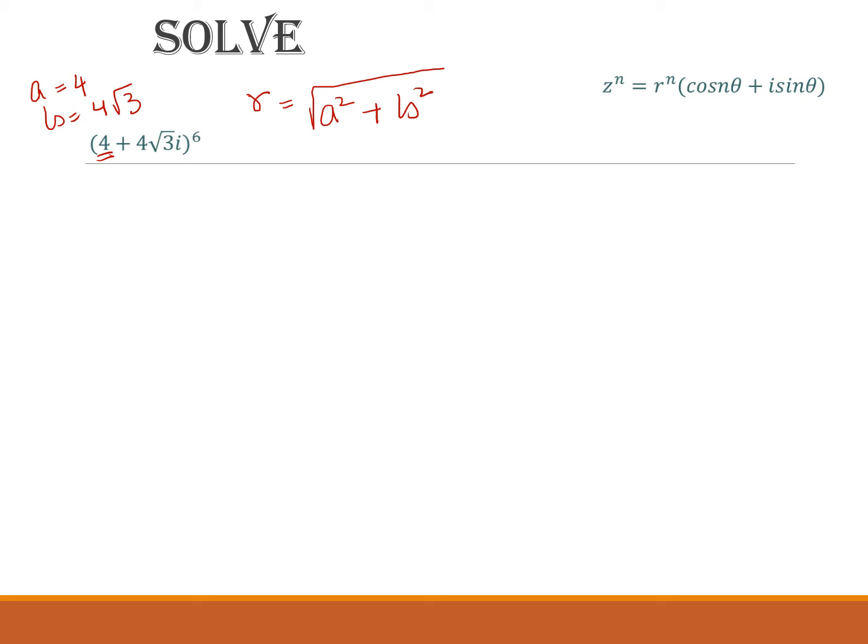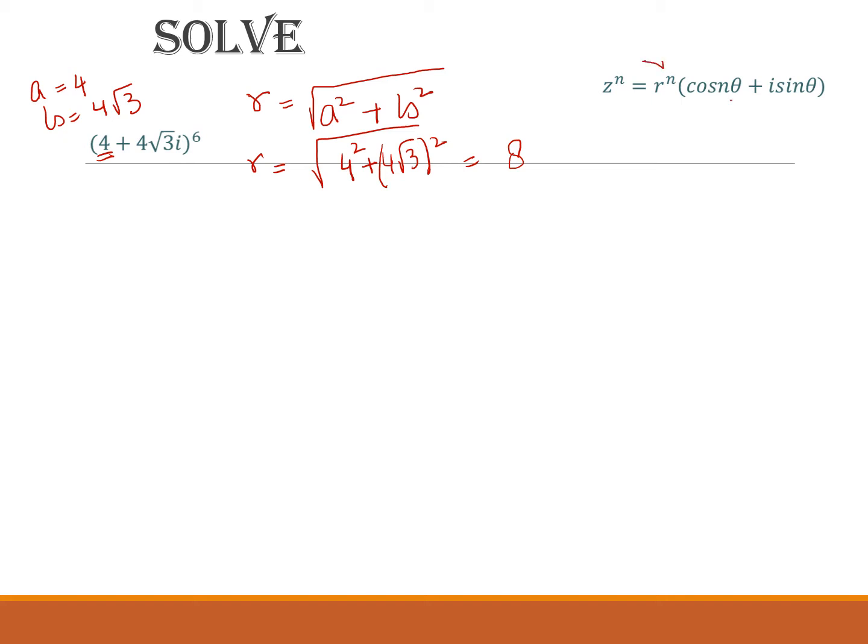To find the modulus, just substitute the values of a and b in the formula. So you will get √(4² + (4√3)²). Now solve it, put it in the calculator or do it mentally, and you will get 8. Now the value of the modulus is known.